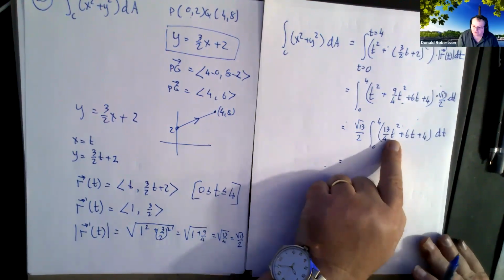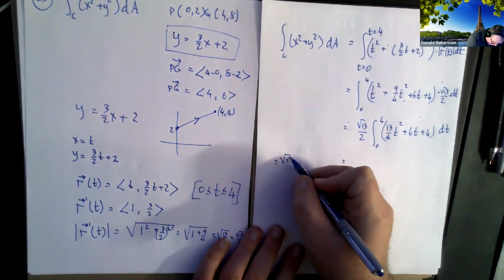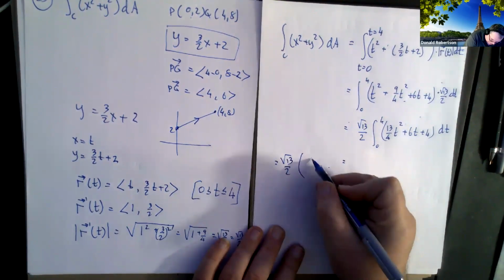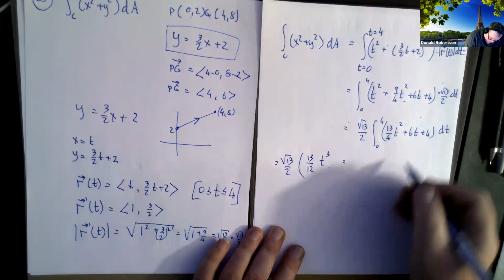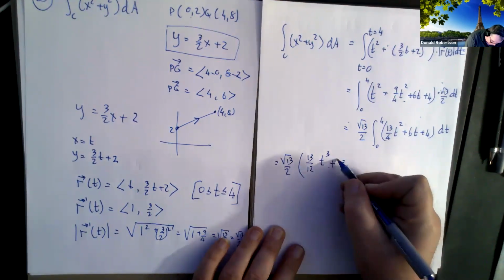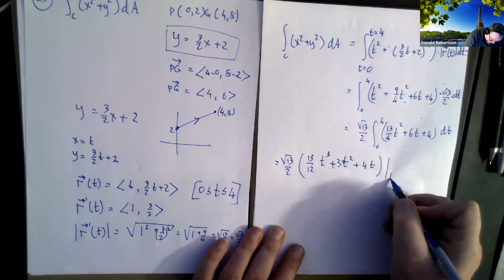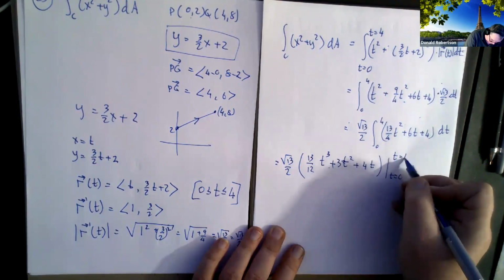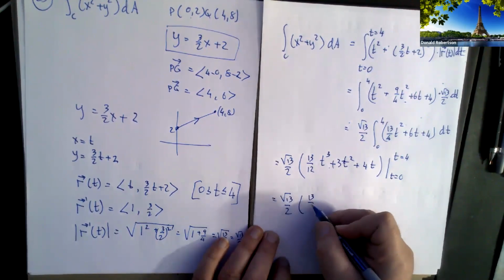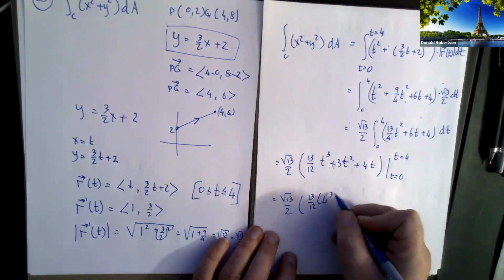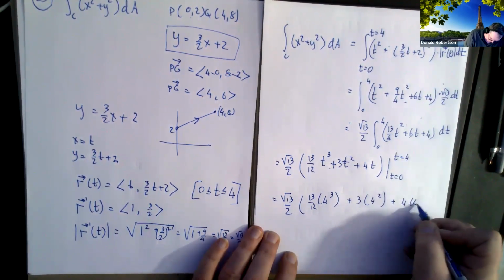This basically is just a good old-fashioned Calc 2 integral, which I'm going to start over here because I know I need a lot of room. It's going to be add 1 to the power and divide by the new power. It's going to be 13/12 t cubed, 3 t squared, and 4 t. And it's going to be evaluated at 0 and at 4. So that's going to be root 13 over 2, 13 twelfths 4 cubed, plus 3 times 4 squared, plus 4 times 4.